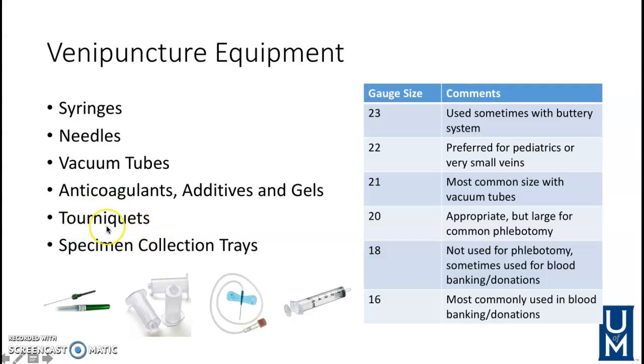A tourniquet to allow for those veins to become more prominent. And then specimen collection trays, which a lot of phlebotomists use just to keep everything organized. May include their Band-Aids, different gauze or 2x2s, tapes, things like that.